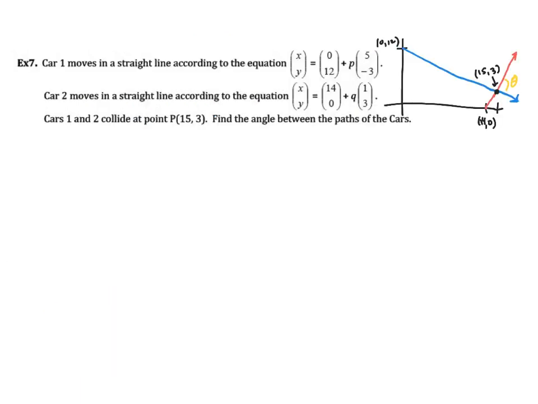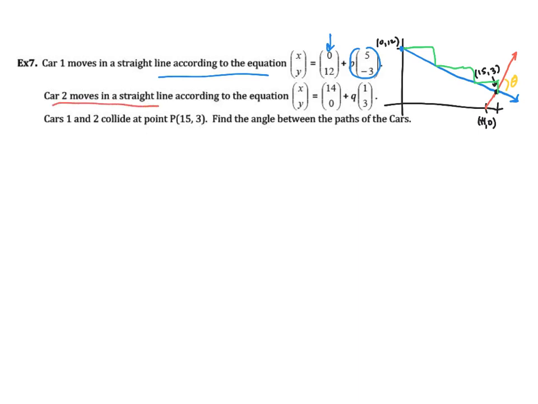All right, let's check out example 7. So a little different scenario here. It says car 1 moves in a straight line according to the equation, where we have our starting point at (0, 12). So I put that up here, (0, 12). And then this is our velocity vector. So we're going right 5, down 3, right 5, down 3, right 5, down 3.